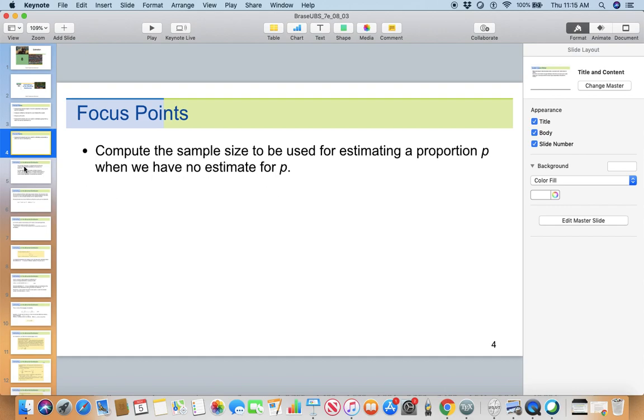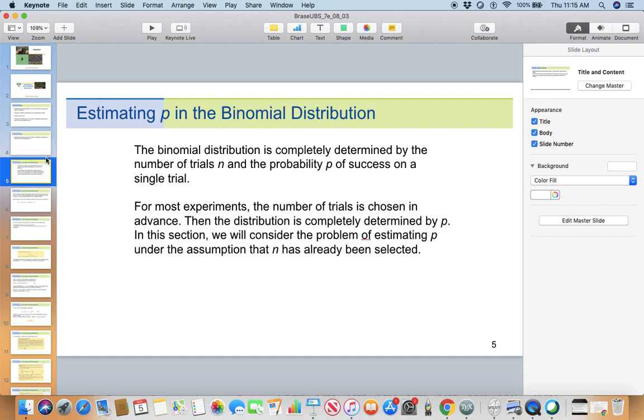All right, let's learn a few things about these focus points, one topic at a time. The binomial distribution is completely determined by the number of trials n and the probability p of success on a single trial. Okay, in a binomial distribution, all you need is n and probability p of success. For most experiments, the number of trials is chosen in advance. Then the distribution is completely determined by p.